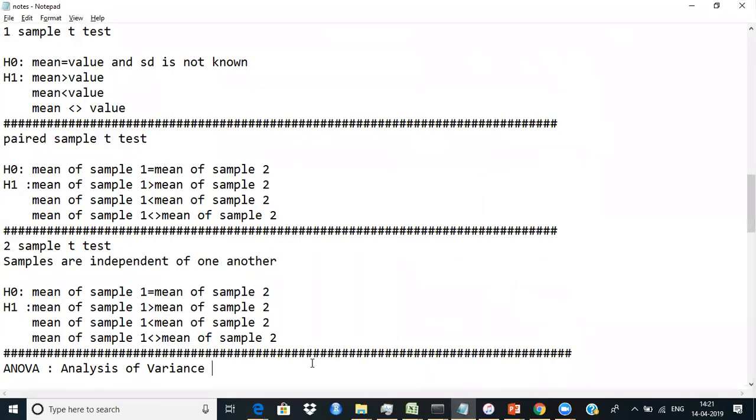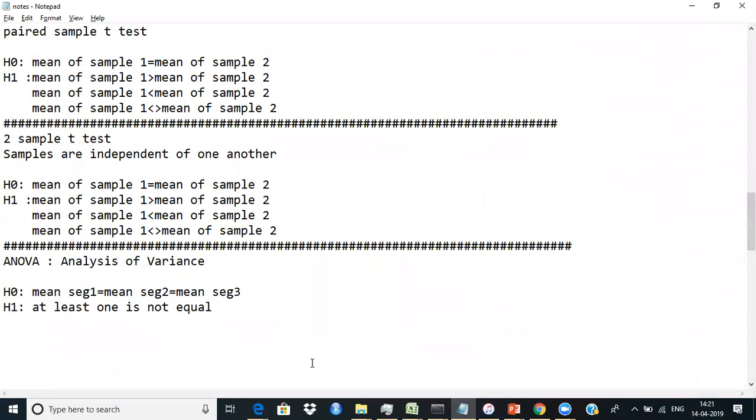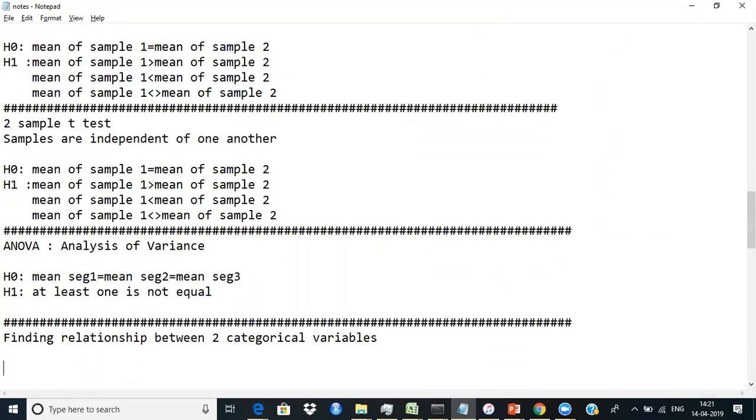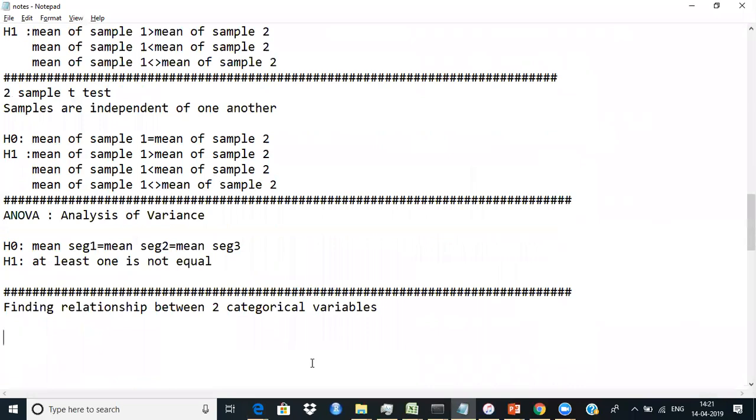So the fifth scenario that we are discussing now talks about finding the relationship between two categorical variables. If you want to find the relationship between two categorical variables, what you need to do is a test known as the chi-square test.